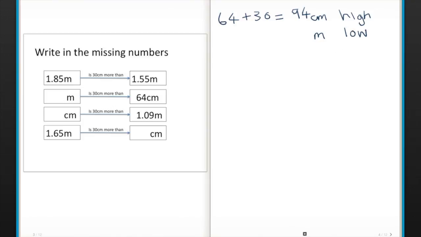How do I get from high to low? You divide. What am I dividing by? There are 100 centimetres in a metre, so I'm dividing by 100. So if I divide by 100, my decimal point starts here, and I'm going to move it 2 places to the left. 1, 2. So I end up with 0.94. And that's what we're going to write in our box over here.